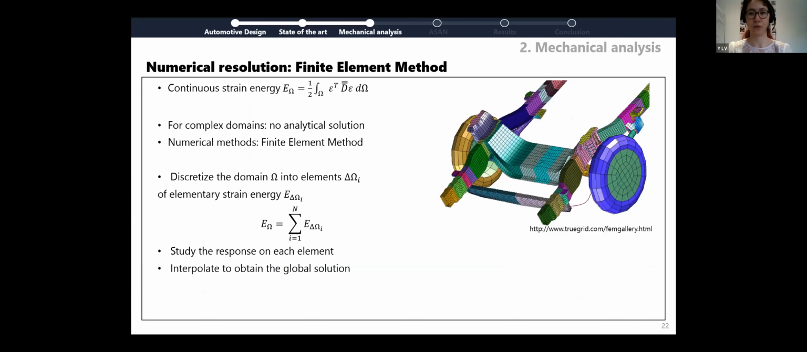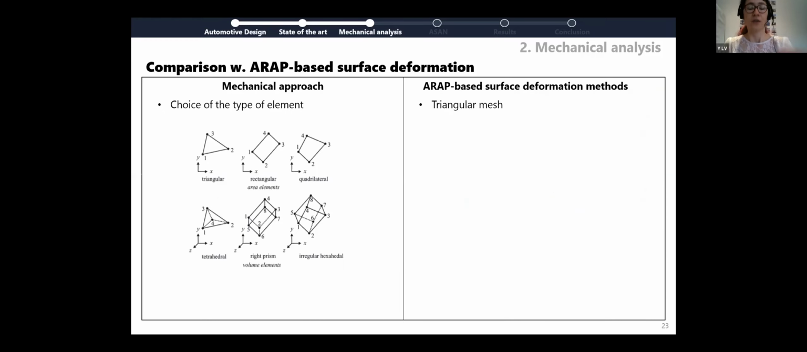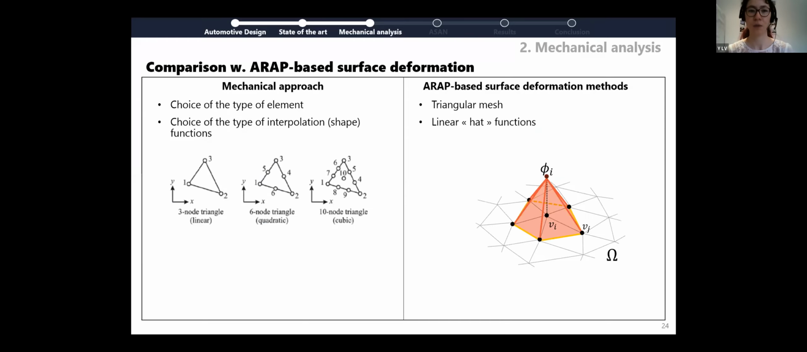And for this kind of complex domains, numerical methods such as finite element methods are usually used. So the idea is to discretize the domain into elements. On each, we will define an elementary strain energy, and then the resolution is done on each minimum, and an interpolation gives the global solution. So at first sight, one could think that ARAP-based methods are similar to mechanical FEM computation with triangle elements. But one major difference is that instead of defining shape functions on each element, like it is the case for mechanical approaches, in ARAP-based methods, linear hat shape functions are defined on a whole cell.